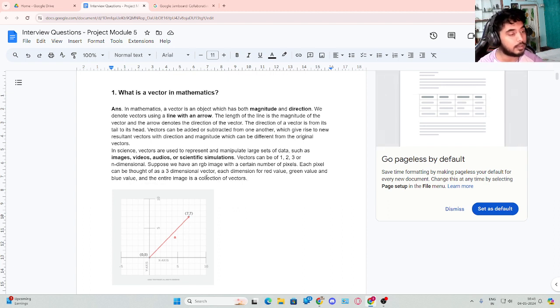So let's say we have an RGB image in which each pixel denotes a vector. Each pixel has three components: red, green and blue, RGB. So each pixel in that image is a vector, and the image can be said to be a collection of vectors.